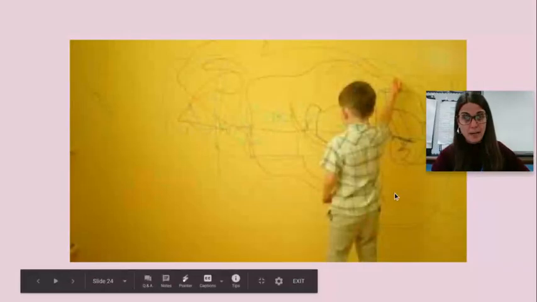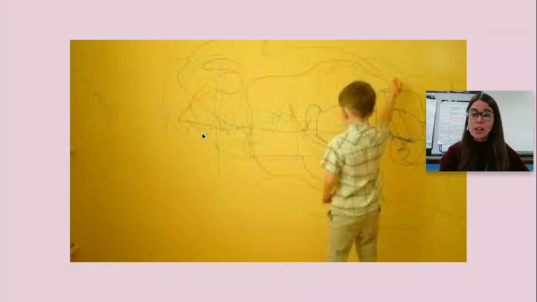Uh-oh. This has happened at my house many years ago. Looks like this boy is using crayons and markers to color on the wall. That is a very bad idea. Why do you think that might be a bad idea? Because somebody in that house might get pretty mad because they don't want colors on their wall. They want it to be nice and clean. And you might have to get out the 409 and spray it down and scrub it off. So, bad idea to write on the walls.